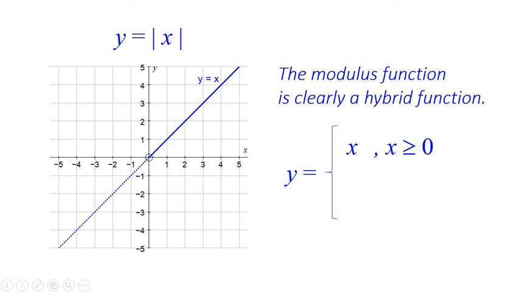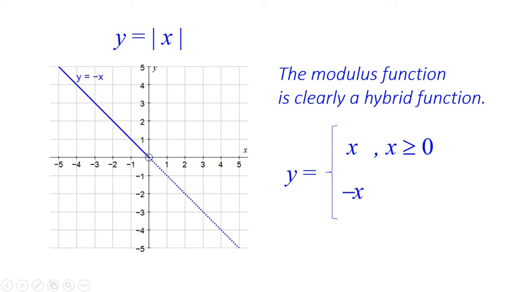The other half of the graph is the line y equals -x, but we're not interested in the whole line y equals -x, we only want the part in the second quadrant there, so where x is less than 0. And so we get this hybrid function that defines the modulus function. It's the graph of y equals x, where x is greater than or equal to 0, and the graph of y equals -x, where x is less than 0.